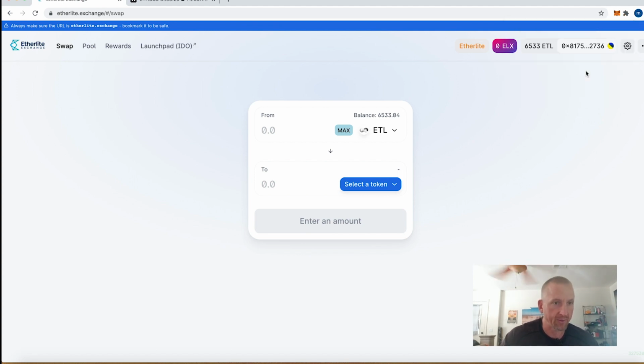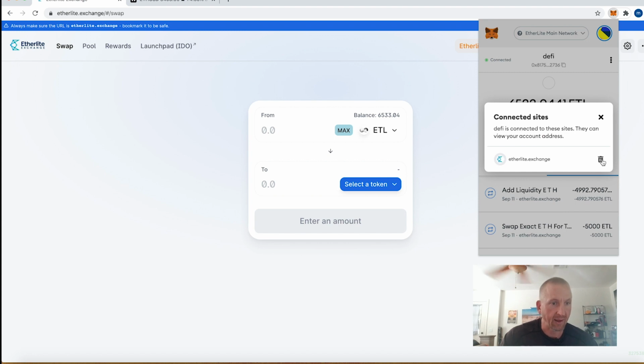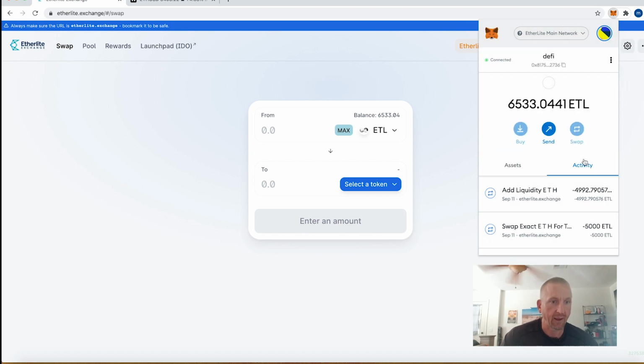And then another thing I also do is, when I'm off the Etherlite Exchange, I click these little 3 buttons over here, come down to connected sites, and then just click the trash button, and boom, throw it in the trash, and it disconnects it so it doesn't have access to your wallet. So we are going to run into the Etherlite Exchange.